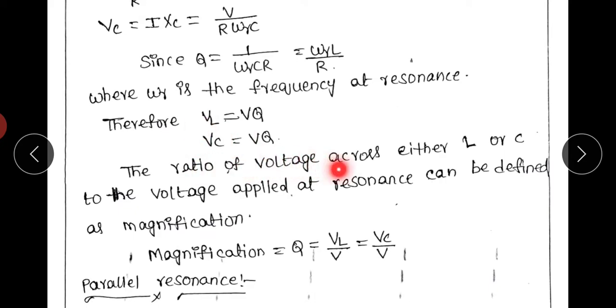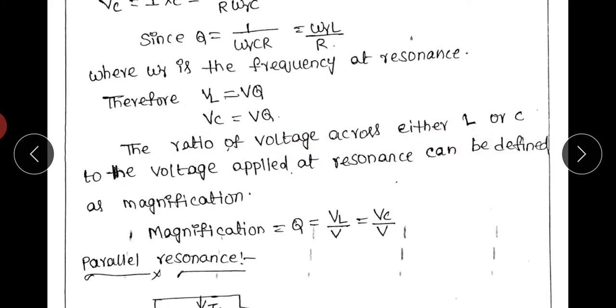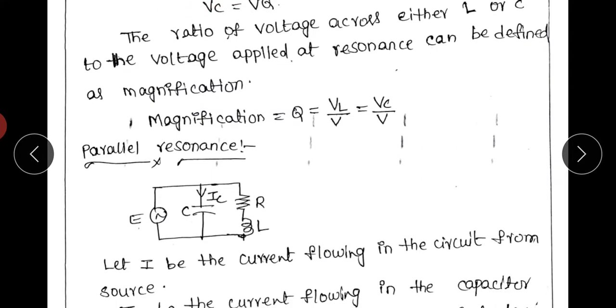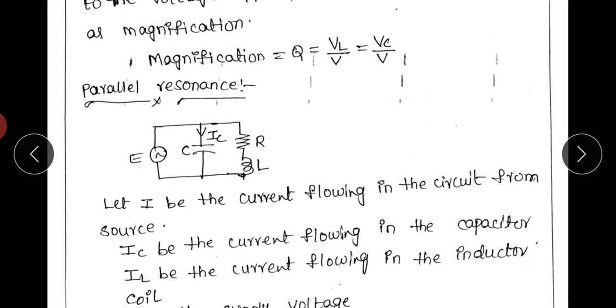So the ratio of the voltage across either the inductor or the capacitor to the voltage applied at resonance can be defined as magnification. Here Q is the magnification. So Q equals VL by V or VC by V. Okay, next one, parallel resonance.